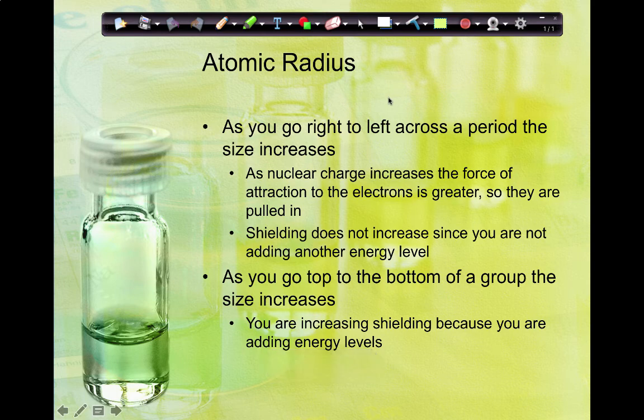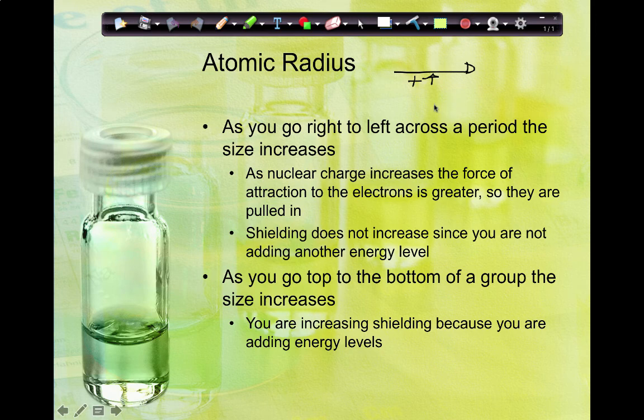Shielding will not increase. As we're moving in this direction on the periodic table, the number of protons increases. Shielding does not increase because we're not adding another energy level. So as we're going to the right, we're increasing our number of protons, which means the size will decrease going to the right. So it increases going to the left.